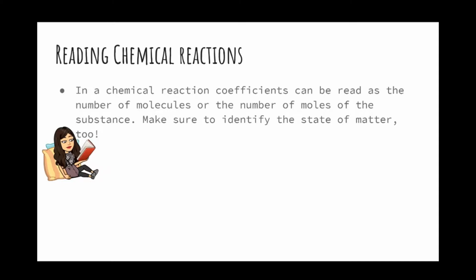So in a chemical reaction, the coefficients, those numbers that we put in front, can be read as a number of molecules or the number of moles of that substance. If it says the state, we also want to make sure that we identify what state of matter the substance is in when we're reading it. So we're going to look at our example that we had at the beginning, and we're going to read this in words to say what this chemical reaction is.